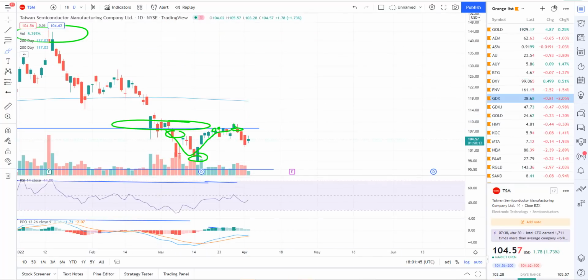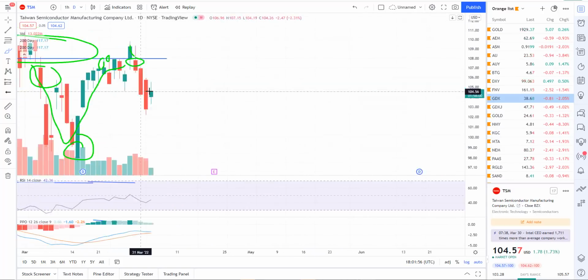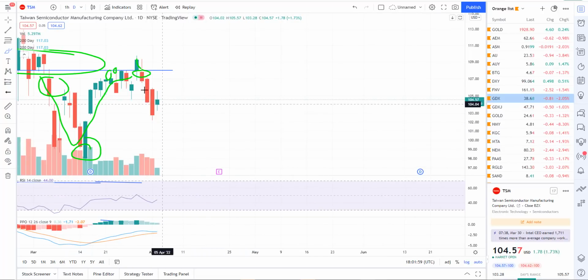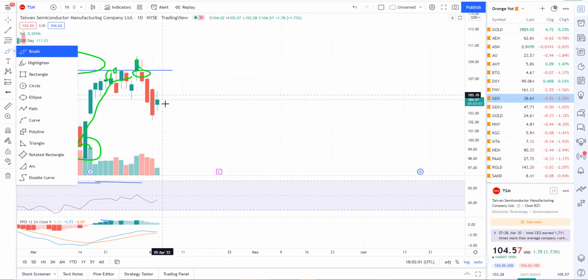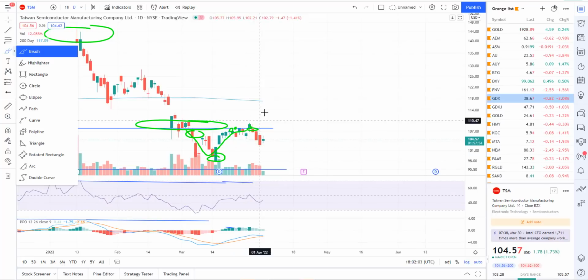So moving on. TSM, this is a semiconductor. Again, I like the semiconductors short. I like to short the semiconductors at these levels. They look like a good short to me, in my opinion. TSM, you can see here, no real change today. Kind of an inside day, basically. So we're just trading within the range of Friday's range.